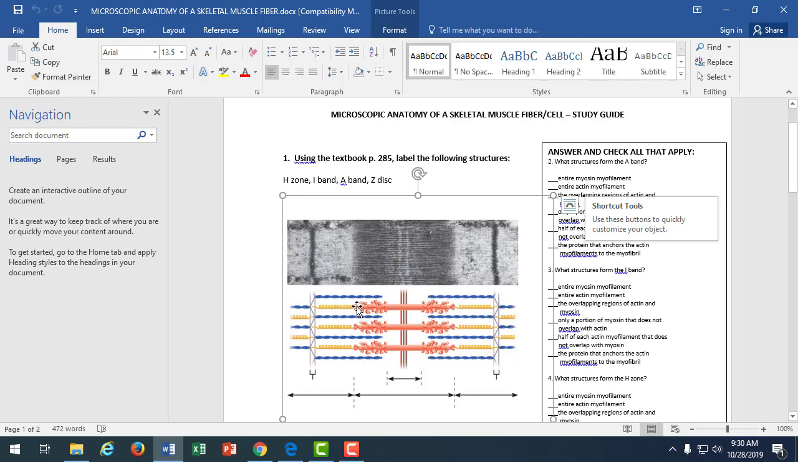This little coiled spring is called titin, T-I-T-I-N. That's a protein that attaches myosin to the myofibril. And what attaches actin to the myofibril is this Z disc protein. So the yellow little springs, I'm using my arrow here, the yellow little springs are titin, the blue is actin, and the pink is myosin. This region from here to here is called the A band, and this region from here to here is called the I band.